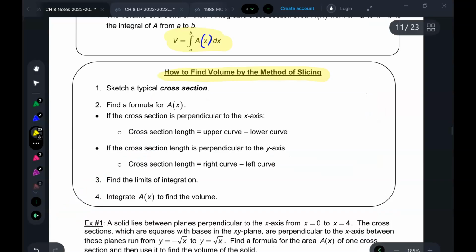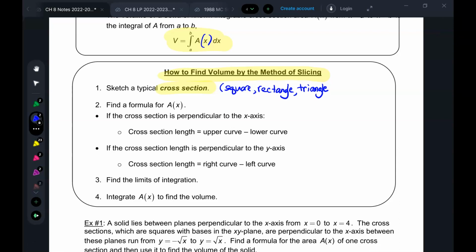So now we'll go back and we'll go through the steps, and then we'll do an example you can see at the bottom there. So a typical cross section, and just a reminder, it could be a square, a rectangle, or a triangle. Now that triangle could be equilateral, or it could be an isosceles right triangle. Those are the typical ones. It could be a semicircle. It could even be a circle. Those are typically the ones that we have to deal with.